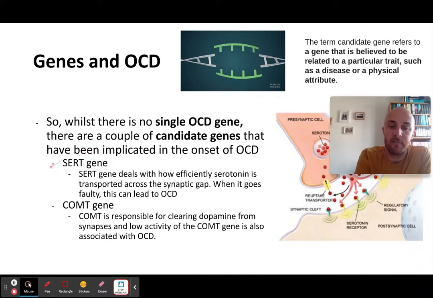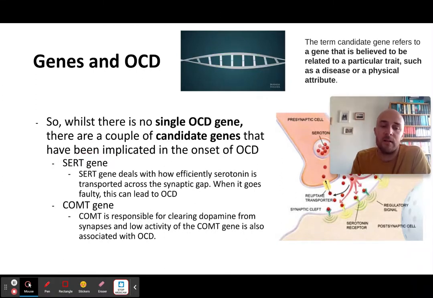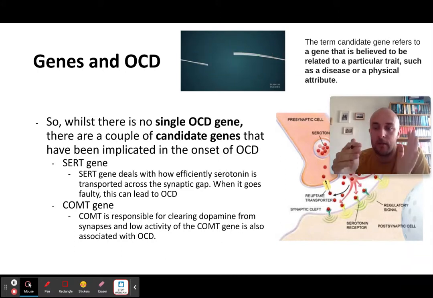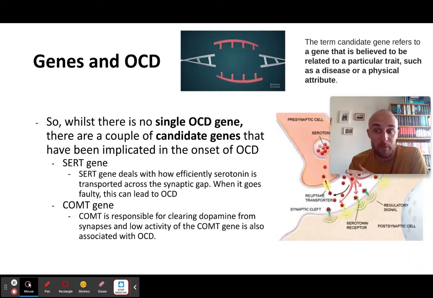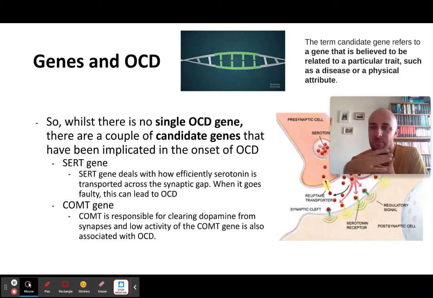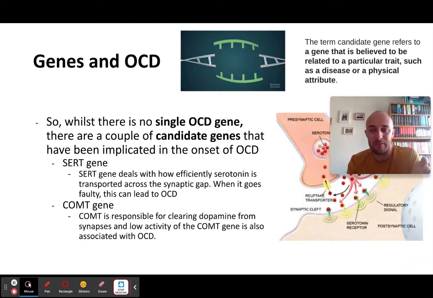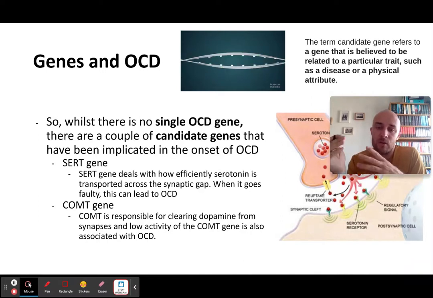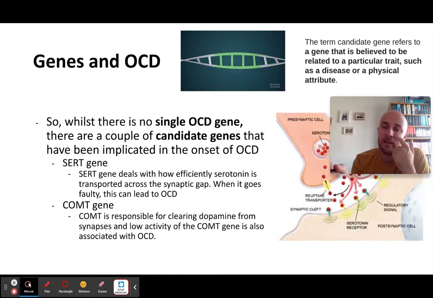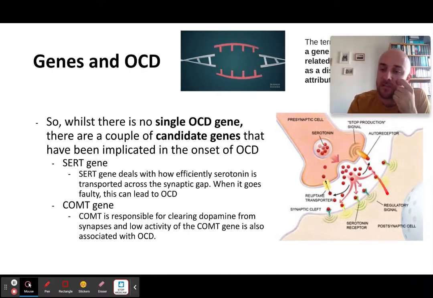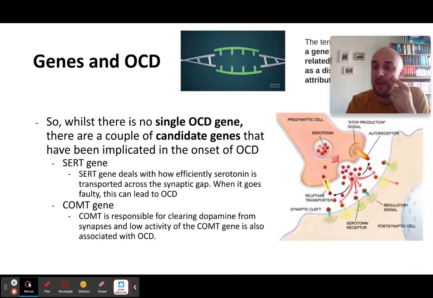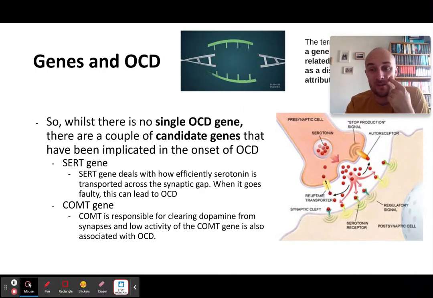So the SERT gene, and you need to know what it does. Everybody has a SERT gene. It's when it goes faulty that's the problem. So don't say OCD is caused by a SERT gene, because we all have a SERT gene. You probably would be dead or malfunctioning if you didn't have it, and that partly is the point. When your SERT gene goes faulty, it's all to do with how well the serotonin goes across the synapse. If your gene goes faulty, this process becomes faulty, and thus it causes OCD.